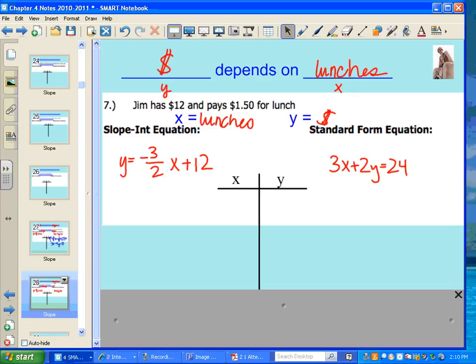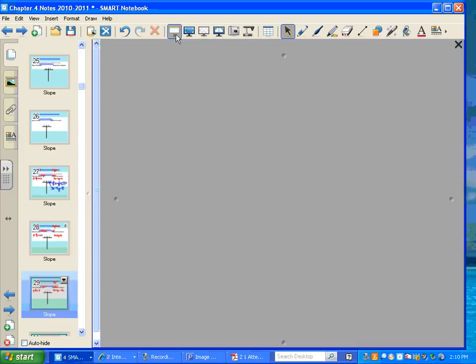Okay. 3x plus 2y equals 24. That's the same thing like this. You add 3 over 2x to each side because it's negative. Everybody? Okay. Number 8, very last one.